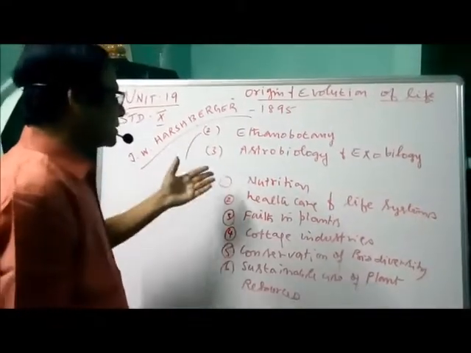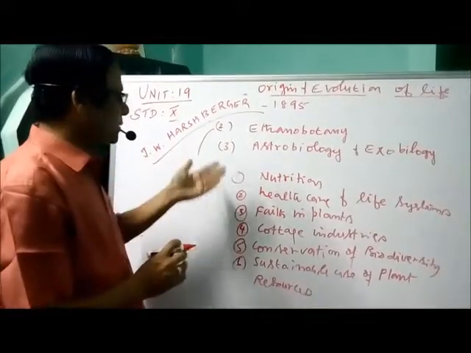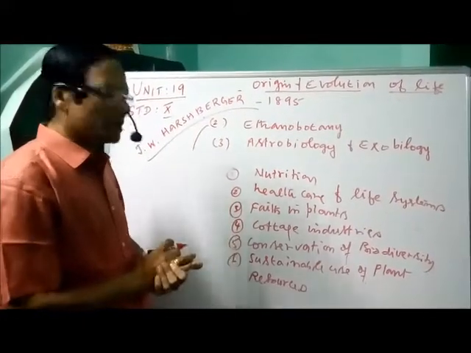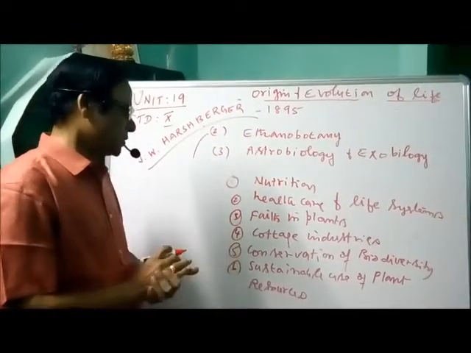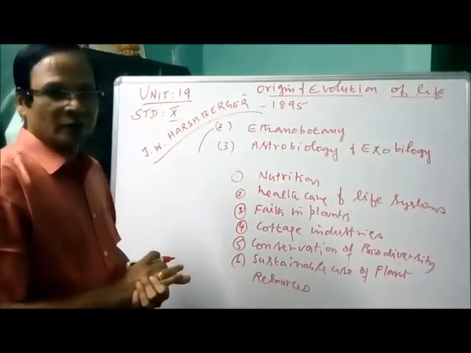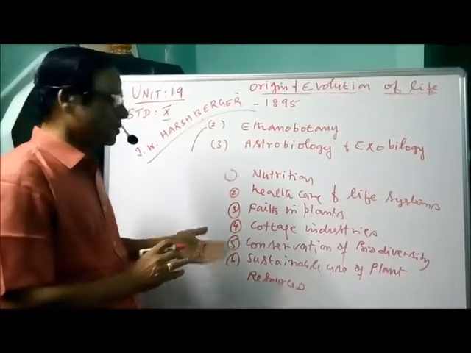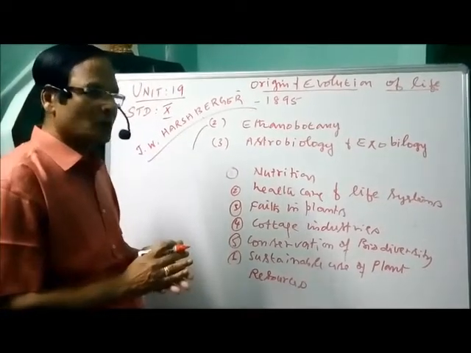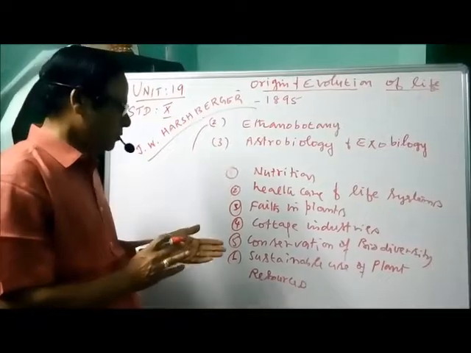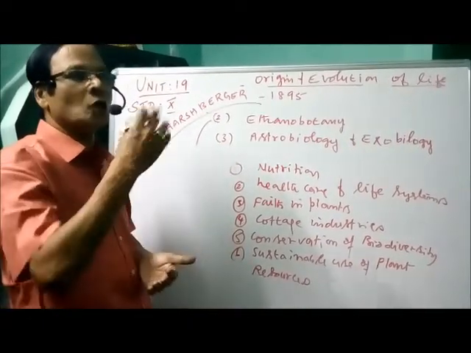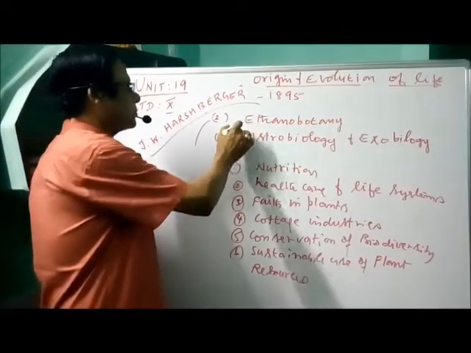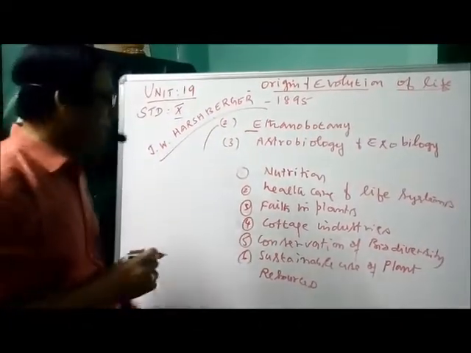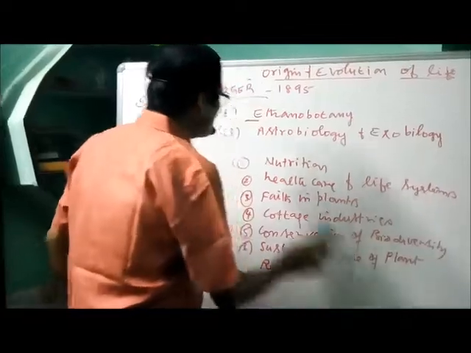So, it has relevance with the problems of nutrition, healthcare and life systems, faith in plants, then cottage industries, conservation of biodiversity, then sustainable use, meaning normal use, not over exploitation. Normal use of plant resources for a long period of time. These are the different aspects of ethnobotany.